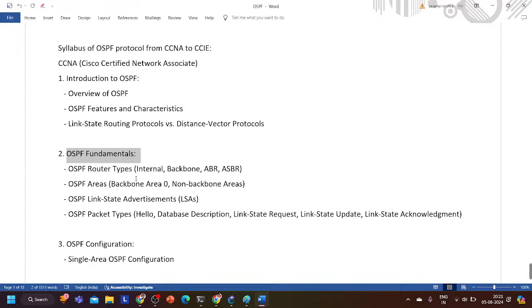Whenever a link goes down and if a feasible successor is not available in the topology table, then the router is going to generate a query message. The query message is used to inform the neighbor that I lost the path.